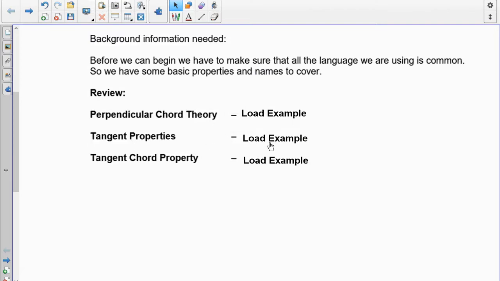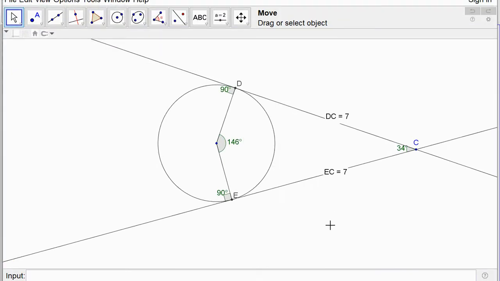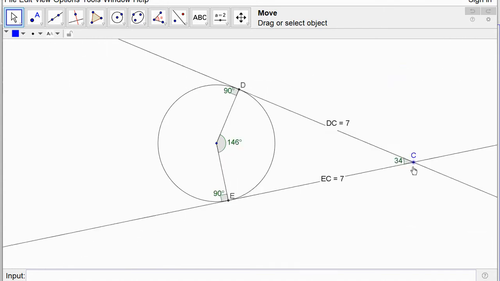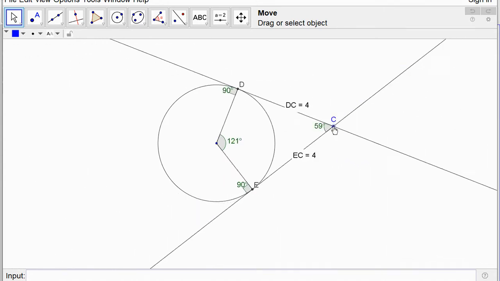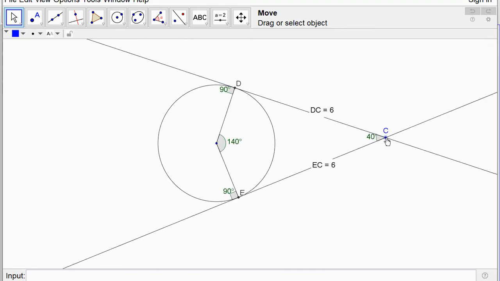Let's take a look at the tangent properties now. Okay, now this should be familiar to you. D and E are tangent points, right? And this is a point outside the circle. And you'll notice that this is 90 and this is 90. And as I move this around, you'll notice that they stay 90, don't they? Doesn't matter where the outside point is. If those are tangent points, they stay at 90 degrees.